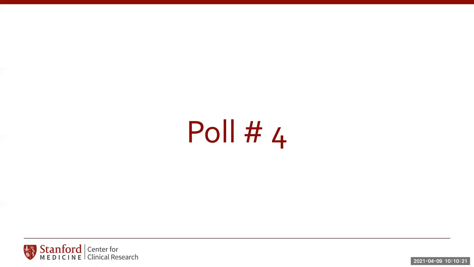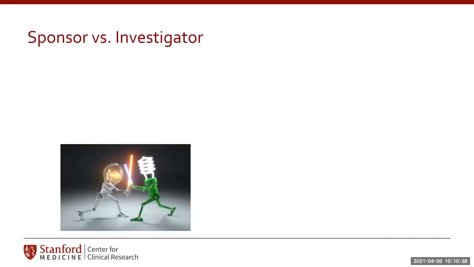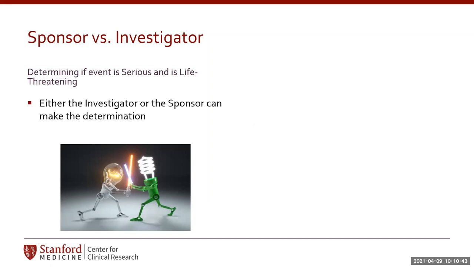Okay, so who can determine if an AE is serious and life-threatening? The winner is both, and it's the same for who can determine if an AE is related to the study drug. Let's see about that. This is going to be interesting. Sponsor versus investigator. Determining if an event is serious and life-threatening, you were right: either the investigator or the sponsor can make that determination.